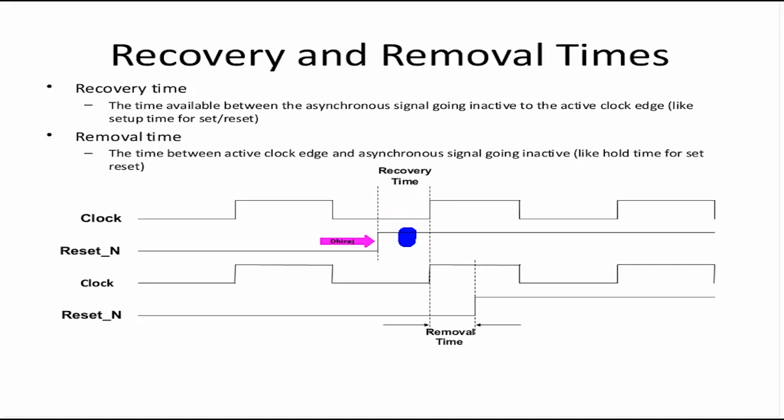Similarly for removal, this is the active edge, but this edge should not have any effect. Why? Because reset is still active here. But if the reset is removed earlier, then this clock edge might affect the data. Since the reset is 0 here, data should be 0. But since you have removed it earlier, it might be a problem. So that is why the reset edges going inactive are important, not the edges going active. This is why you will see that recovery and removal are only in one direction.